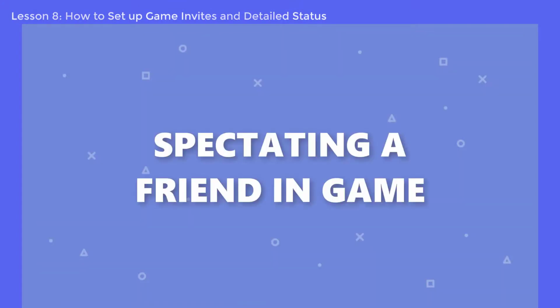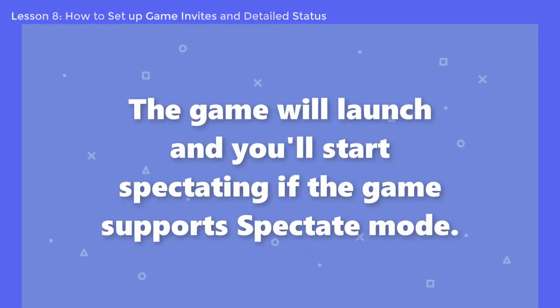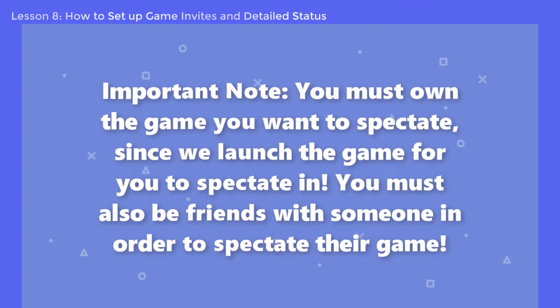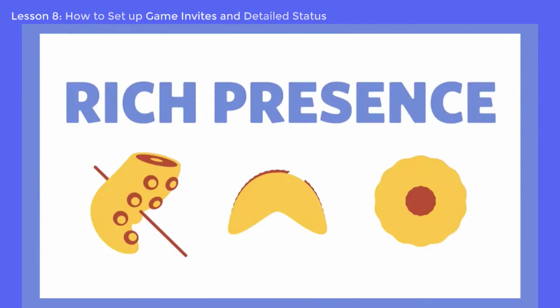And lastly, spectating a friend in-game. To watch your friends capture the flag, simply head on over to their profile and click on the Spectate button. The game will launch and you will start spectating if the game supports spectate mode. An important note: you must own the game you want to spectate, since we launch the game for you to spectate it. You must also be friends with someone in order to spectate their game. And that is how easy it is to set up game invites and detailed status.